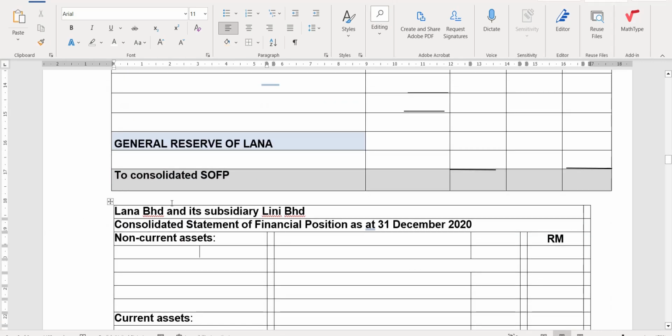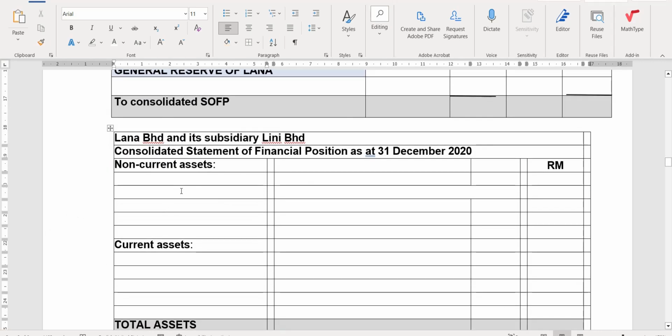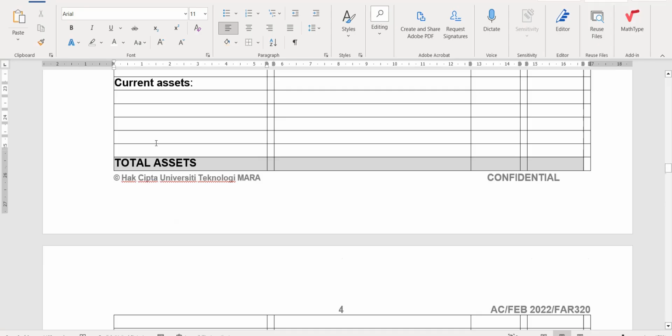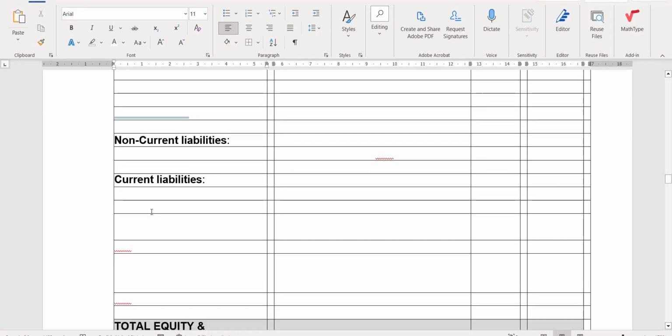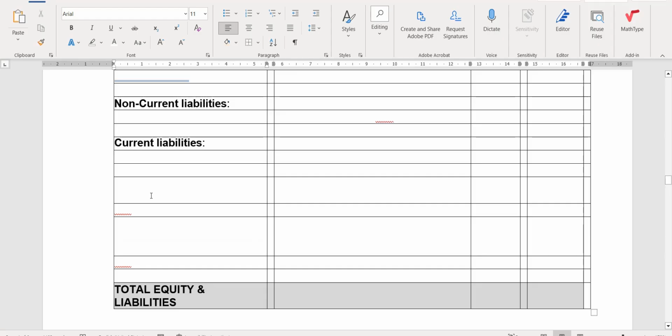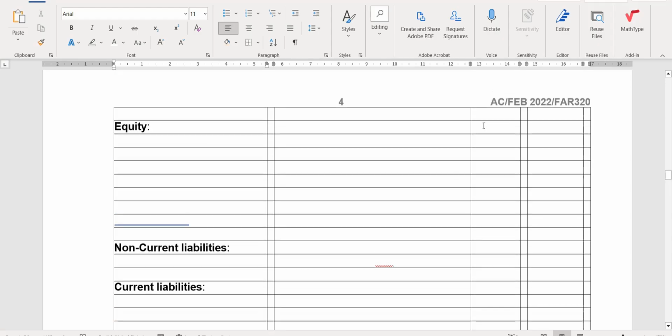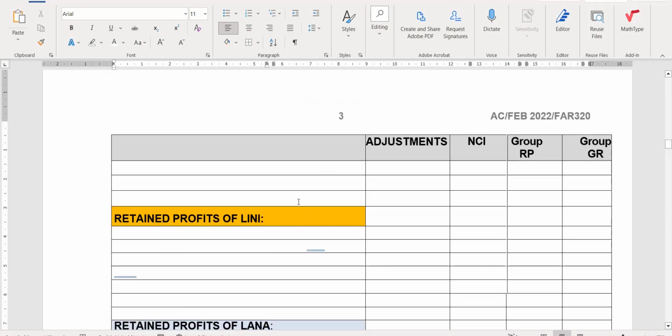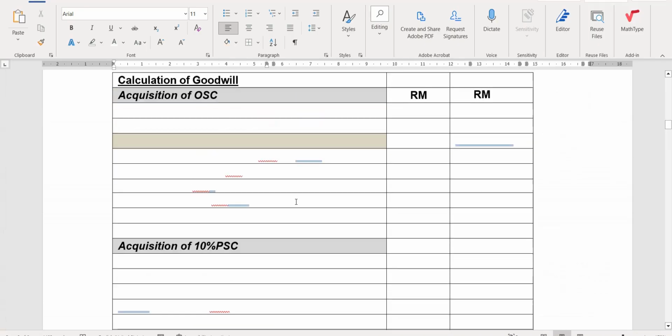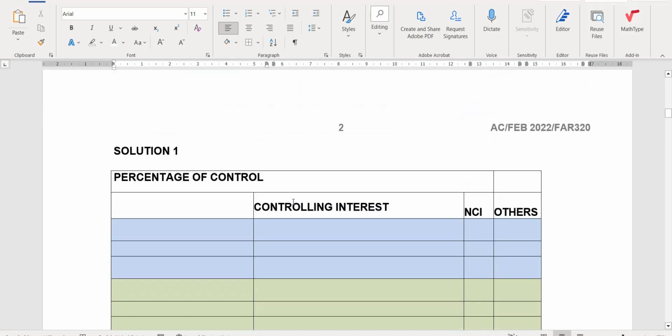Then you can also prepare a template for the consolidated statement of financial position, where you have some lines for the non-current asset, current asset, and the equity and non-current liabilities together with the current liabilities section. So you can do that first, and you can do what you are most comfortable to start with. But I'm going to start with first calculating the controlling interest.